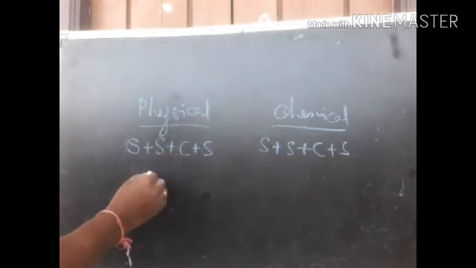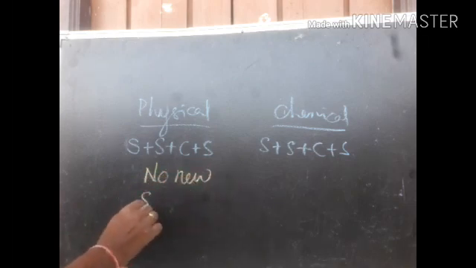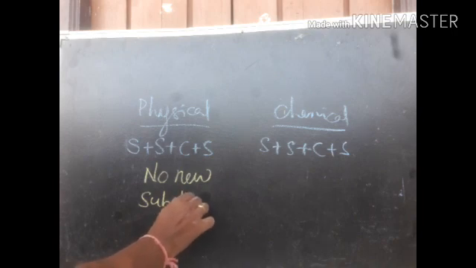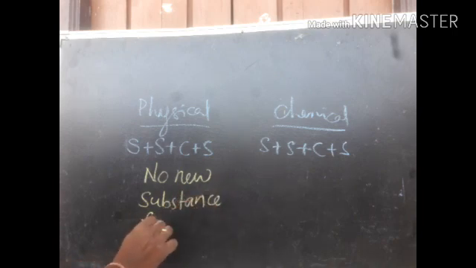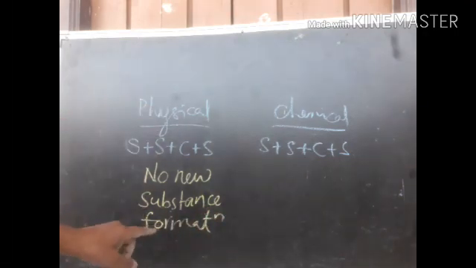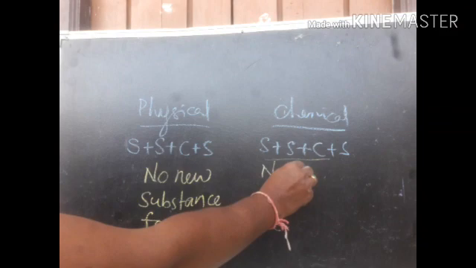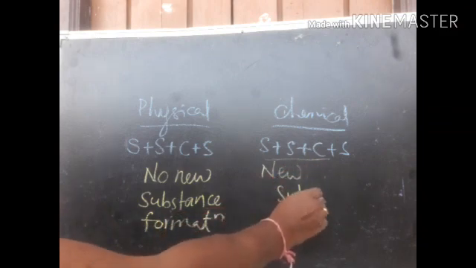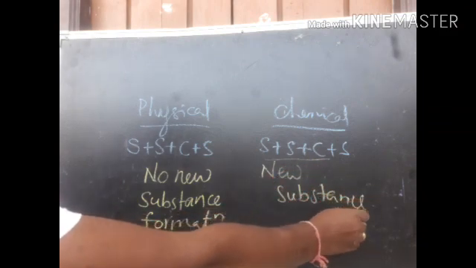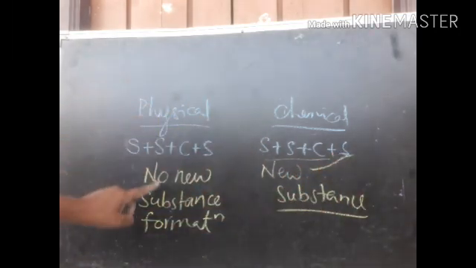Whereas along with this, there is no new substance formation in case of physical change. But in chemical change, there is formation of a new substance. A new substance will be produced in chemical change. There is no new substance formation in physical change.